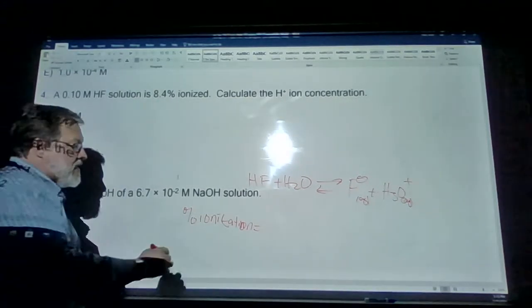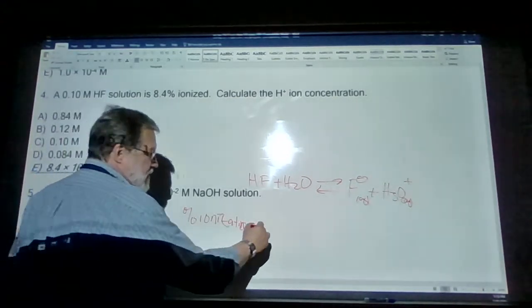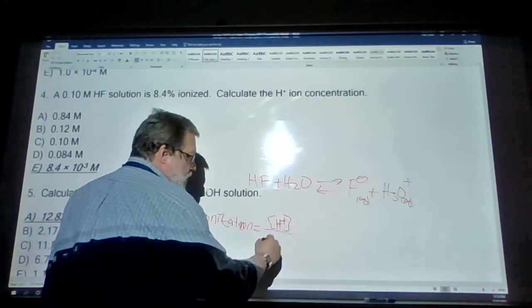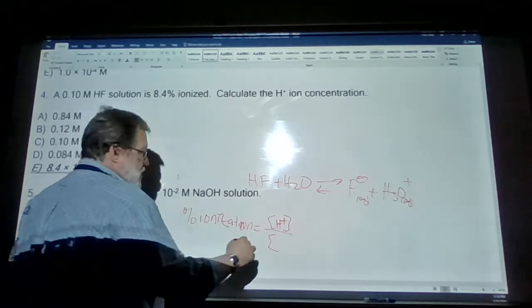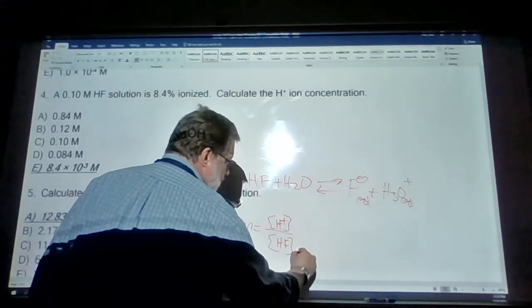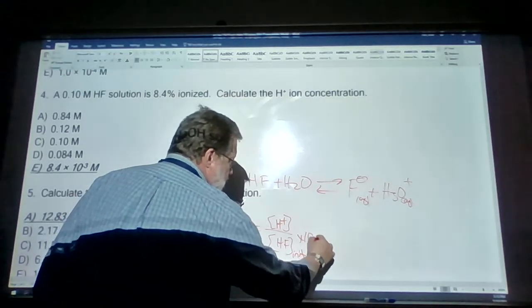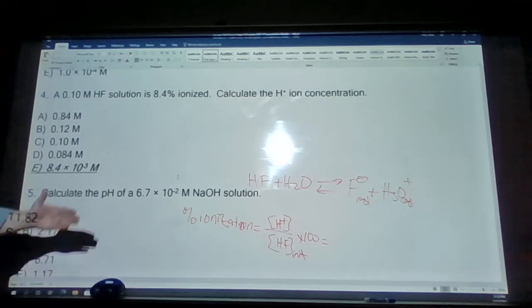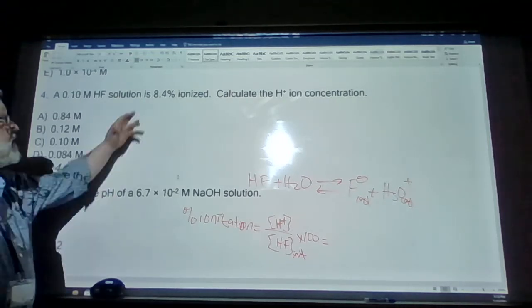Mathematically, 8.4% ionization is the concentration of H plus at equilibrium divided by our initial concentration of HF, times 100. Do we know what our percent ionization is? Yeah, it's 8.4.